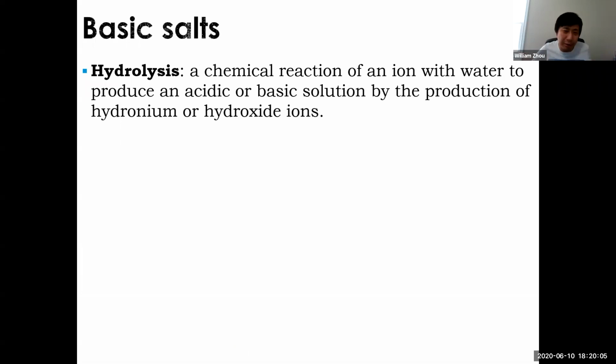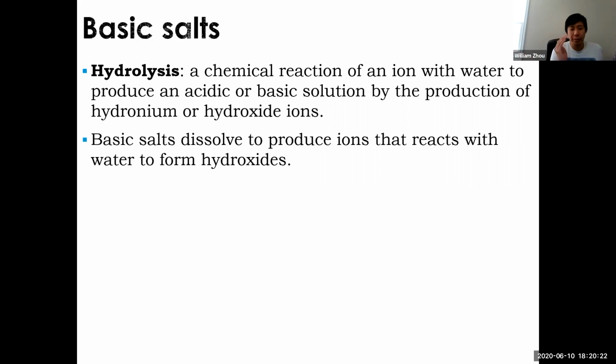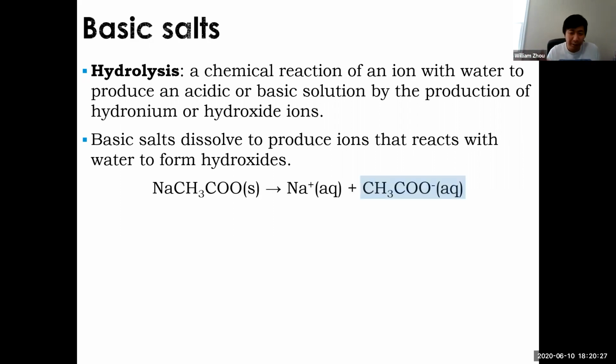What about basic salts? Because not all salts are going to be neutral. So hydrolysis, here's the definition now, is the reaction of an ion with water to produce an acidic or basic solution by the production of hydronium or hydroxides. You break up salt, you either produce hydronium or hydroxide, that's hydrolysis. If you have a basic salt, then obviously you produced hydroxides. For example here, sodium acetate, solid. You dissolve that, you get sodium ions and acetate ions. That is supposed to be a basic solution.